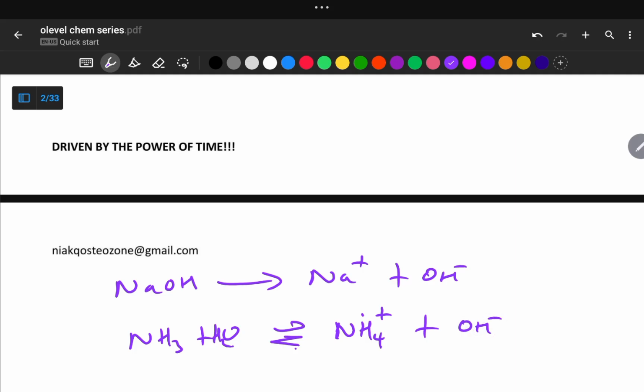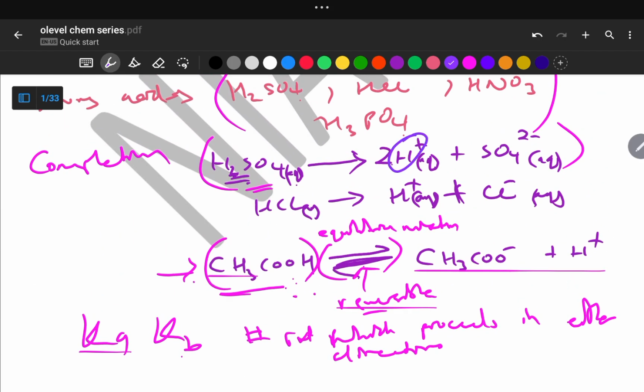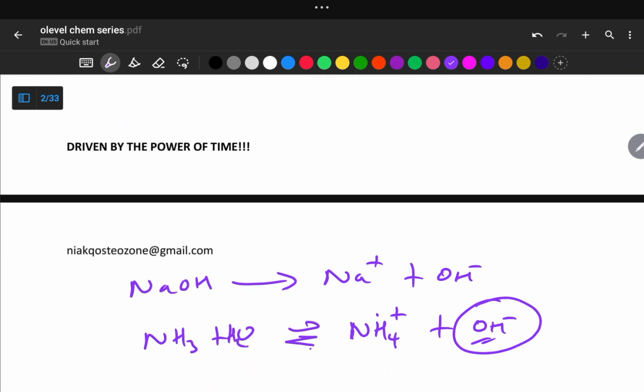So we can also define a base as a solution which contains the hydroxide ion as the only negatively charged ion. And then we can define an acid as a solution which contains the proton as the only positively charged ion, right? Are we together? So these are the definitions you must familiarize yourself with, right?